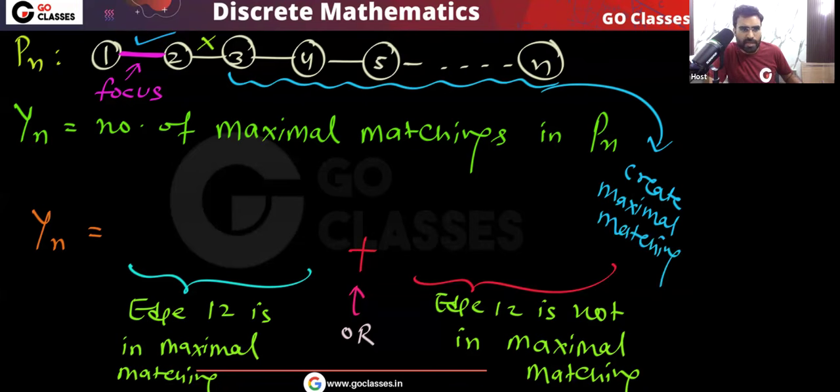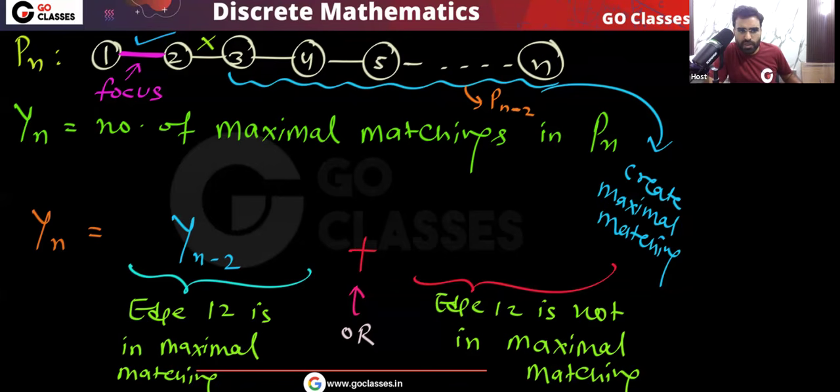Okay. What is this remaining graph? This remaining graph is actually Pn minus 2. Yes or no? This is a path graph on n minus 2 vertices. So this remaining graph is basically Pn minus 2. And what is the number of maximal matchings in Pn minus 2? That will be Yn minus 2, because Yn is the number of maximal matchings in Pn. So the number of maximal matchings in Pn minus 2 will be Yn minus 2. Very simple. Did you understand this?